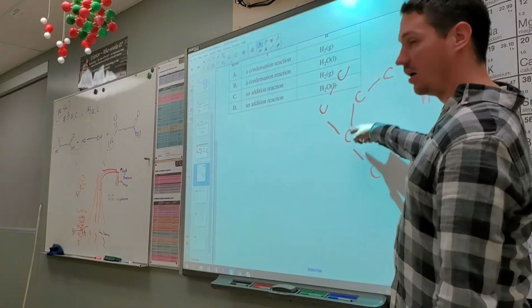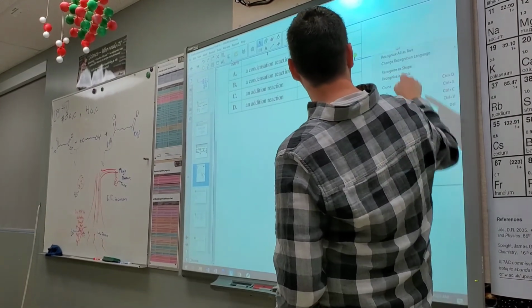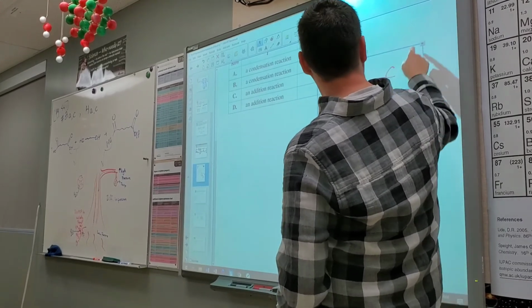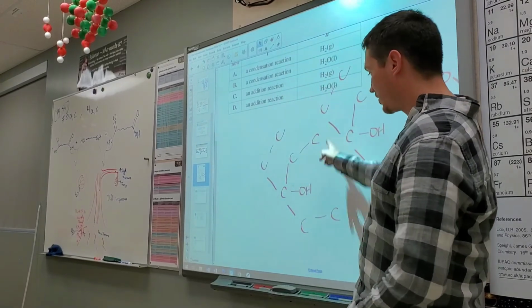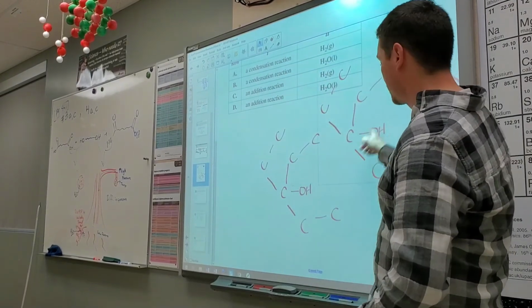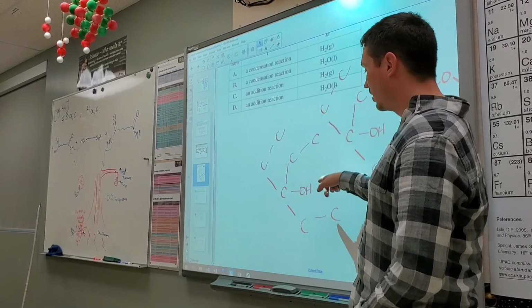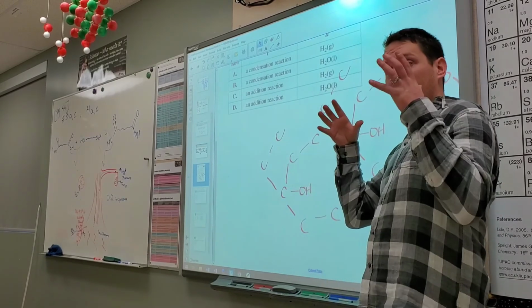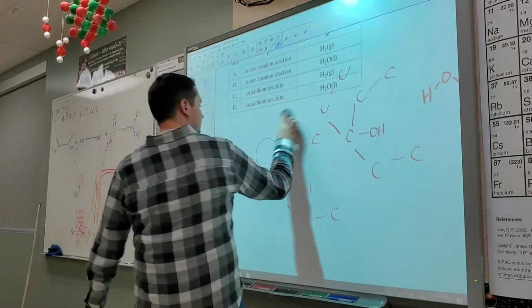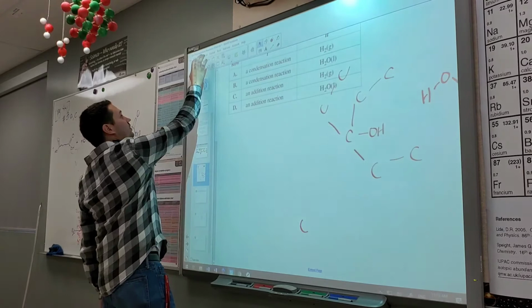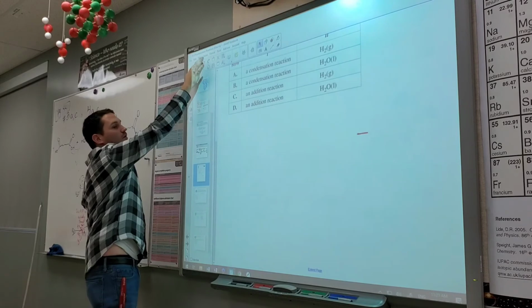Because all of these electrons, if I were to take another one of these, the electrons in this molecule are attracted to the nuclei in this molecule. The more electrons there are, the bigger something is, the stronger the forces. Okay.